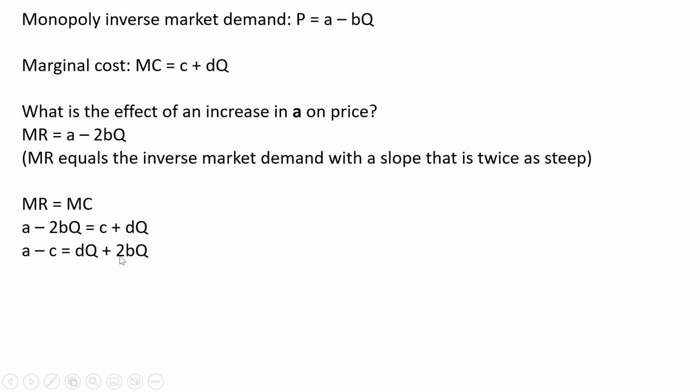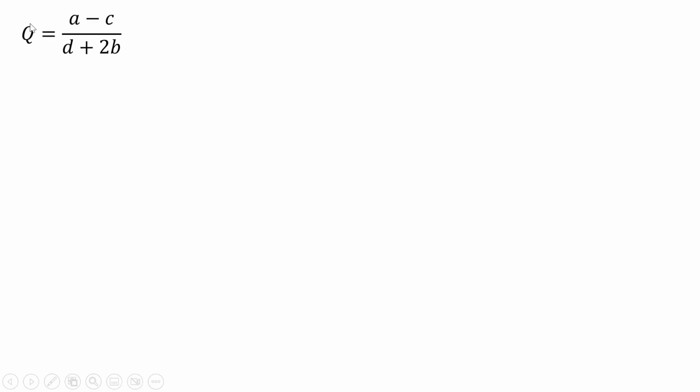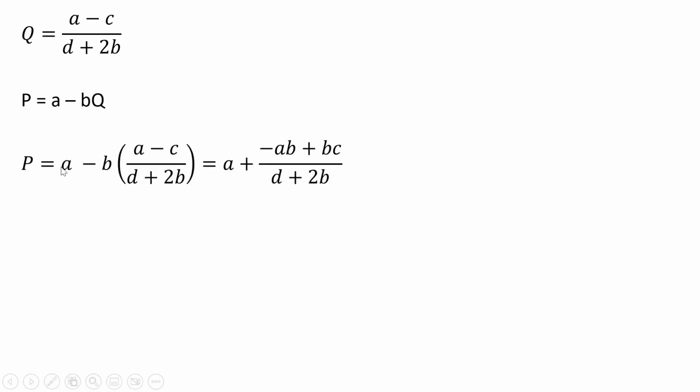So moving some things around here. Factoring out a Q on the right-hand side, and now dividing through by what's in parentheses, the profit maximizing output will equal the following result. We're going to take this profit maximizing output and plug it into the inverse market demand. So where we have Q, we're going to replace it with this expression. Doing that and simplifying a little bit, we have price equaling the following.